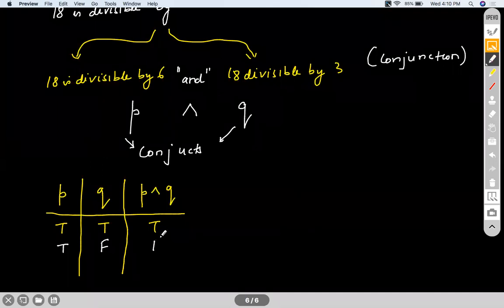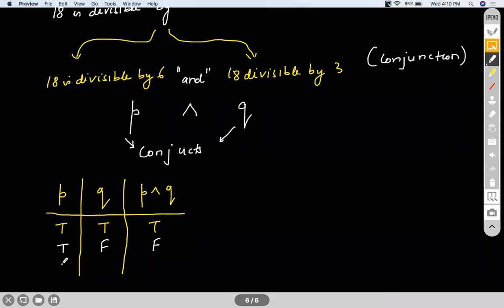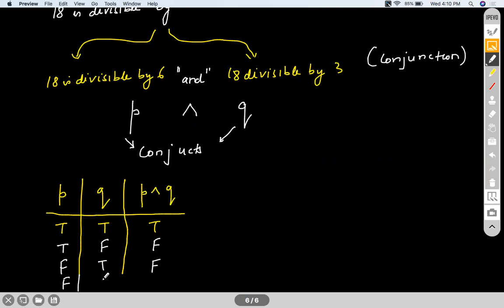This and this: false, false. Yes. Because, see, if I say 18 is divisible by 6 and 18 is divisible by 5, that means 18 is divisible by 6 and 5. You will immediately say false for this because it is not divisible by 5. If P is true and Q is false, or P is false and Q is true, then also this is going to be false. And if both are false, then definitely it is going to be false.